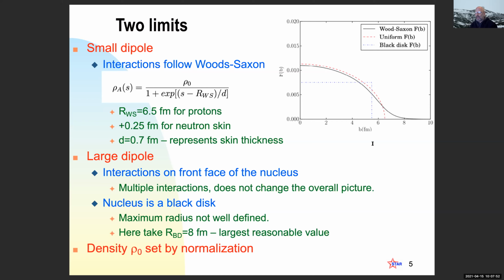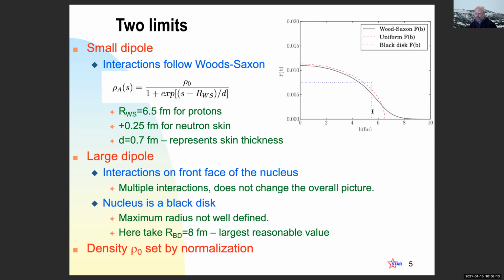You can think of it as a black disk. This is an interesting thing. There's an interesting problem here. With the Woods-Saxon, you can fit things to the density distribution. For a black disk, it is unclear what you should choose for the maximum radius. There's just no clear definition here.